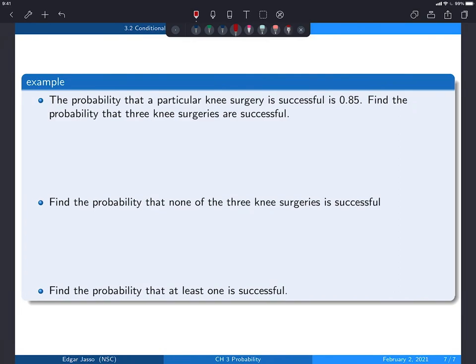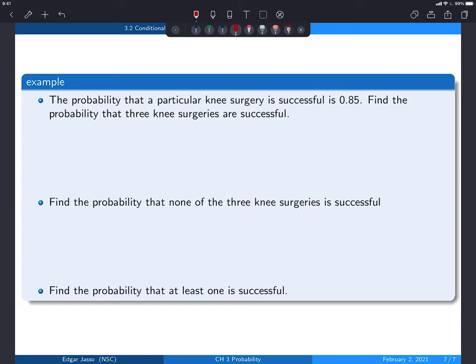Okay, let me see one last example here. I'm going to assume, I'm sorry, I probably should have said at the top, that the next surgery is independent from the last surgery. So the probability of a particular knee surgery being successful is 0.85. I'm going to find the probability that 3 knee surgeries are successful.